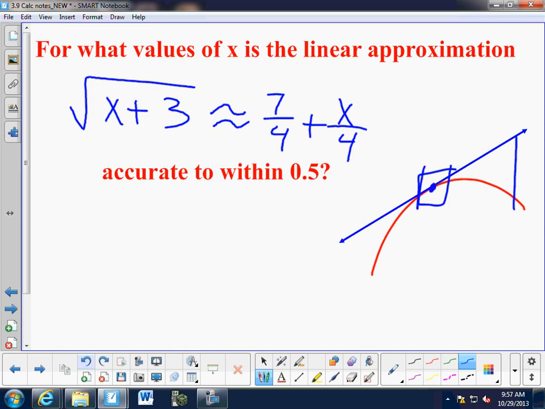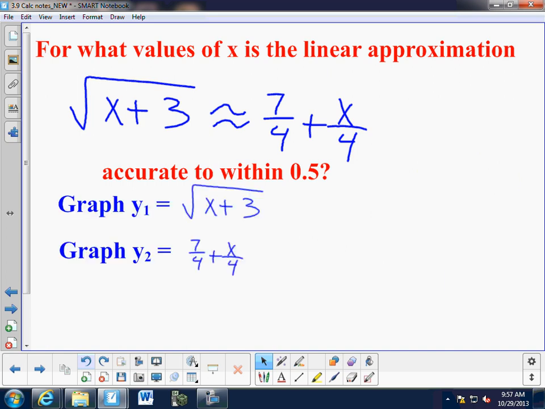How far over are you allowed to go before you reach something that's unacceptable? The 0.5 is an arbitrary number. Pick whatever number you want. It may make sense to have this big, it may make sense to have that small. Whatever that value is, that's going to be the limits that make sense for the problem. I need for these two things to be within 0.5 of each other. Calculator, graph those two things and take a look at what the picture looks like.